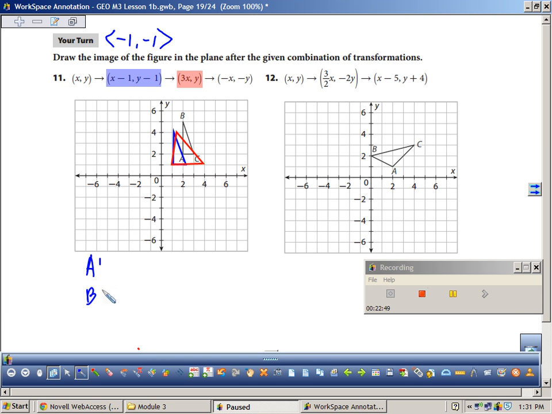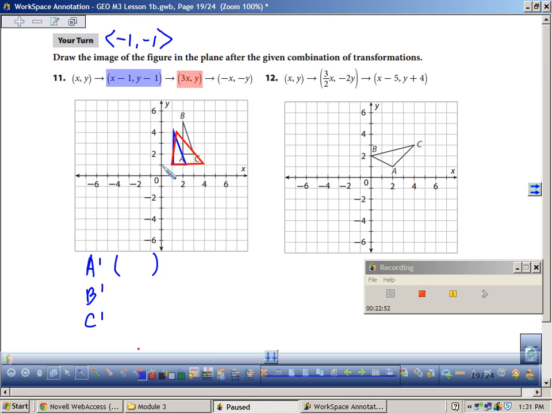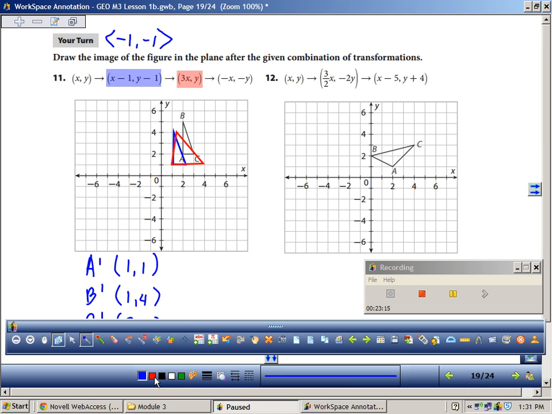A prime, B prime, C prime. What are my coordinates when I moved it? 1, 1. What's B? 2, 1. What's C? The 2, 1 is the C. What's B? 2, 5. Is that right? No. 1, 4. Okay, let's apply those. Let's do the red one now.